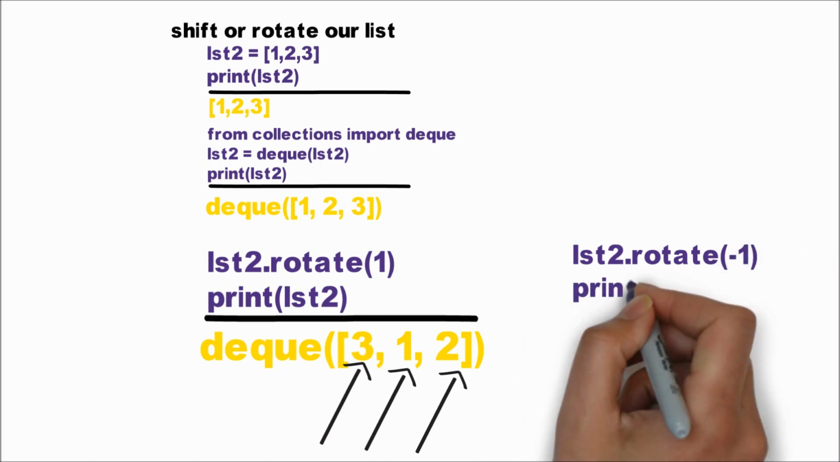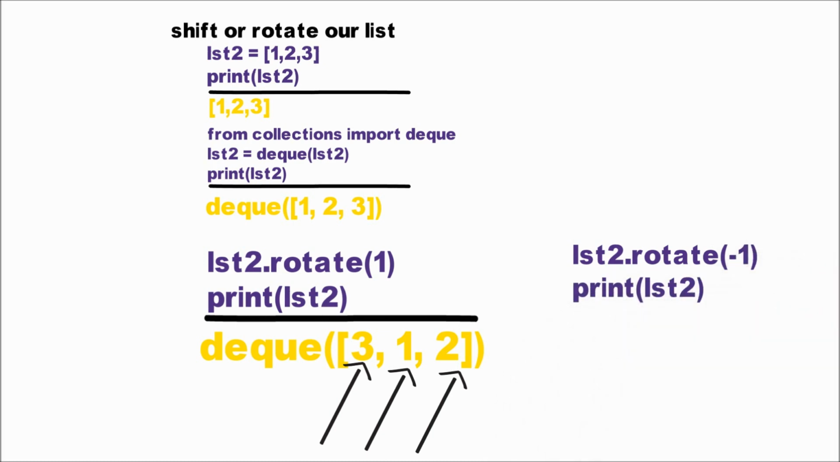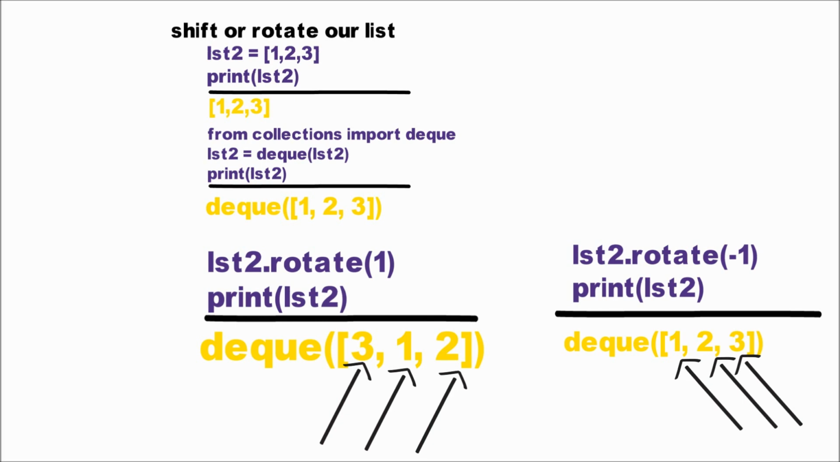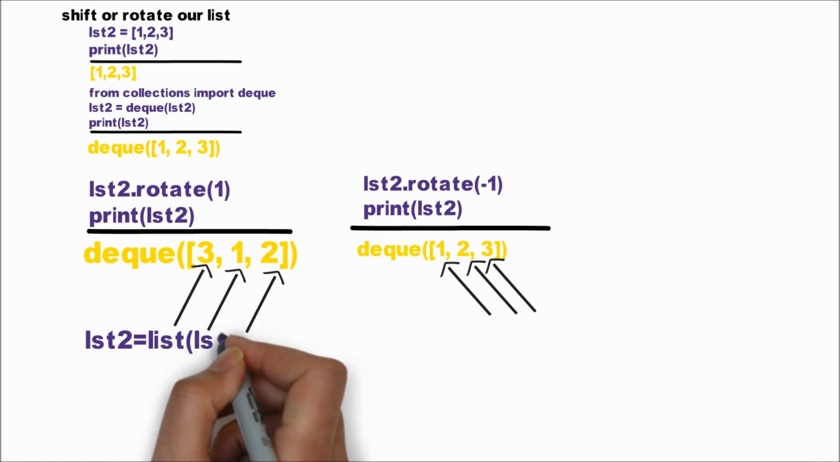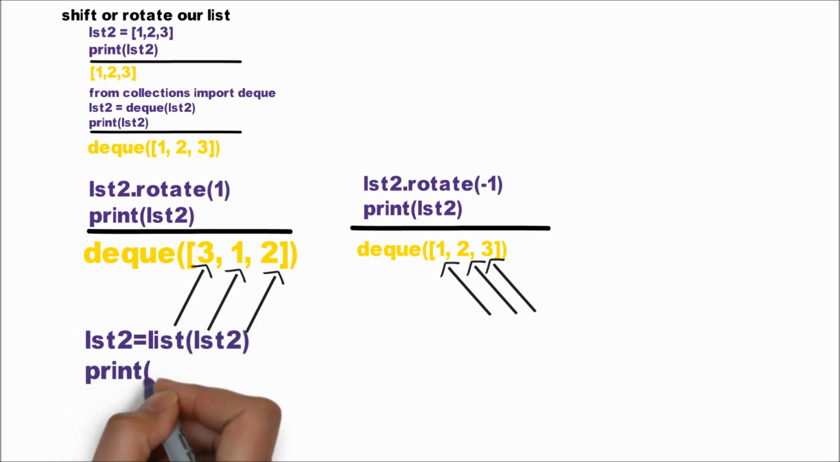Similarly, for a left shift we can write lst2.rotate -1. And we can convert the deque back to a list by simply writing lst2 equal to list of lst2.